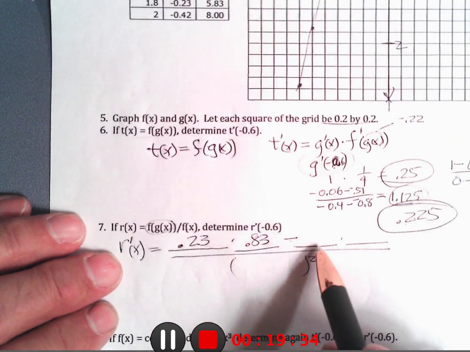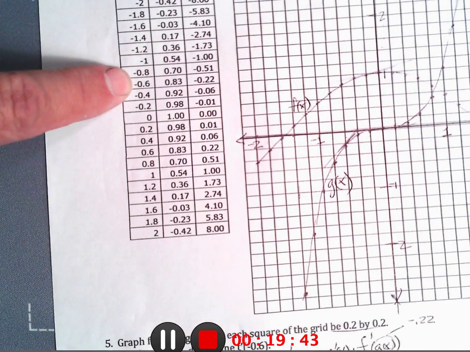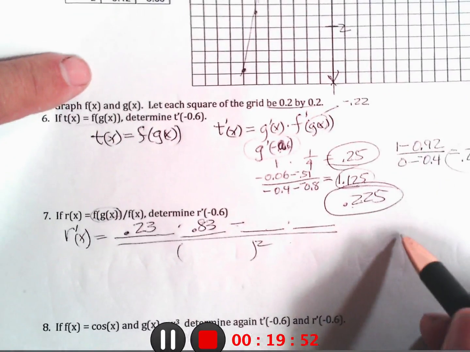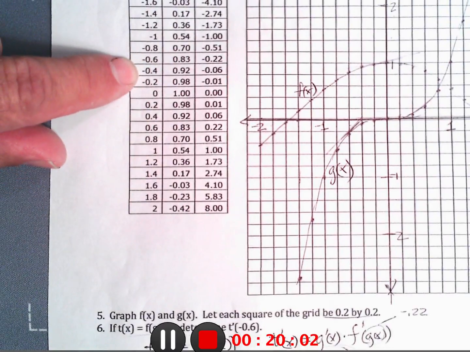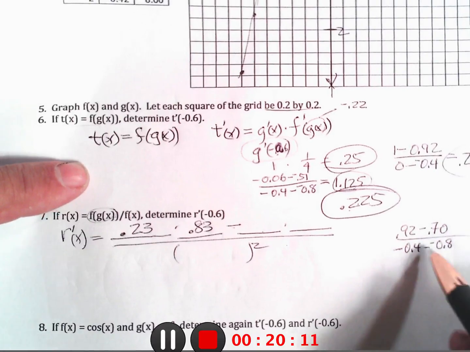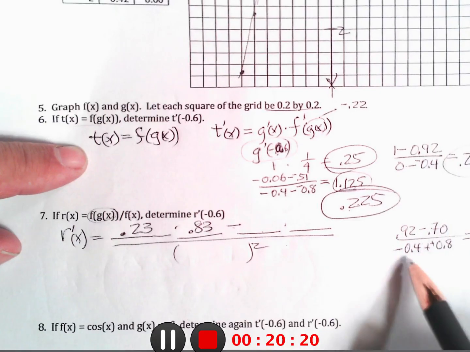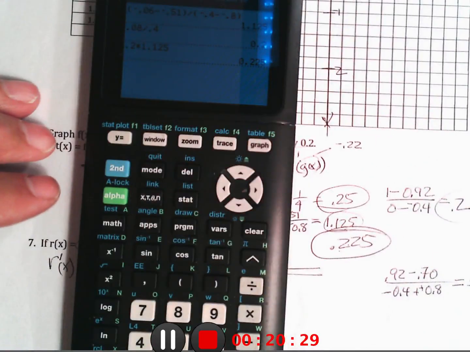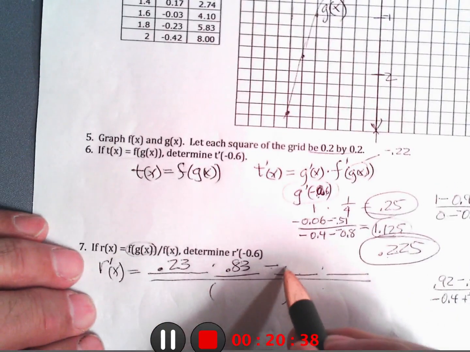Minus f prime at negative 0.6. Okay, we haven't done that yet, so f prime at negative 0.6. So we've got to do 0.92 minus 0.7 over negative 0.4 minus negative 0.8. So that becomes plus, and 0.92 minus that is 0.22 over 0.4, and that turns out to be 0.22 divided by 0.4, 0.55, or a half.